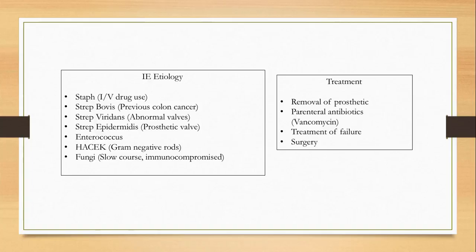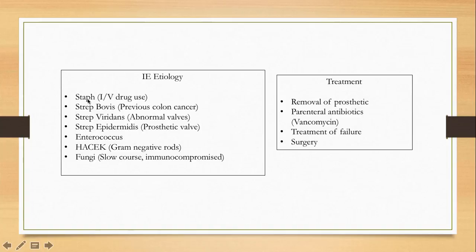Etiology, so this is important to keep in mind too. Staph aureus is the most common bacteria that causes infective endocarditis. This is very common in IV drug users, so that's how they get it. If a patient has a history of colon cancer, for whatever odd reason, they are at risk for getting strep bovis, or Streptococcus bovis infection. Patients who have abnormal or structural valves can get Streptococcus viridans. Patients who have a prosthetic valve, so basically a foreign body, can get Staph epidermidis.